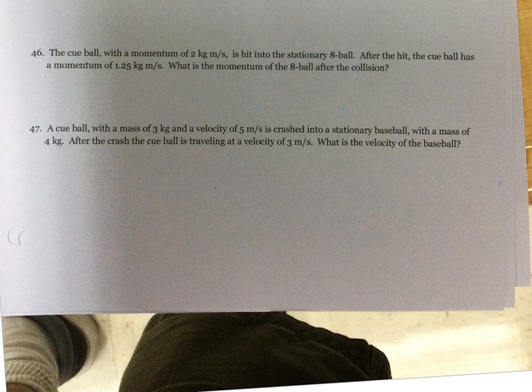Okay, this last question says a cue ball with a mass of 3 kilograms and a velocity of 5 meters per second crashes into a stationary baseball with a mass of 4 kilograms. After the crash, the cue ball is traveling at a velocity of 3 meters per second. What is the velocity of the baseball? So we know we have two objects here, a cue ball and a baseball. Let's set up our data so that we have this information before the crash and after the crash.